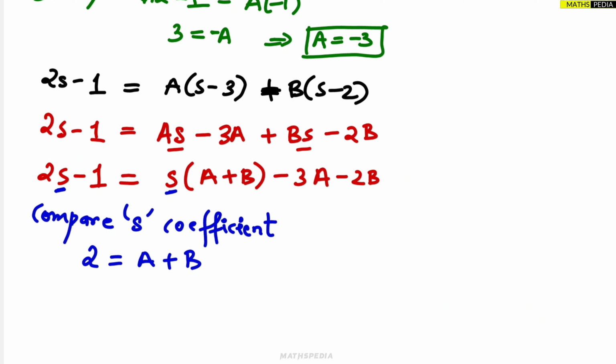So 2 equals a plus b. The rest of the terms remain 0 because there is no coefficient of s there. So 2 equals a plus b. This is one equation you got. Mark it as the first equation.